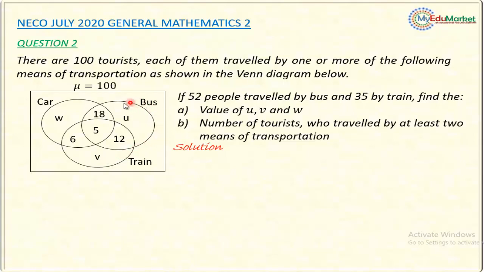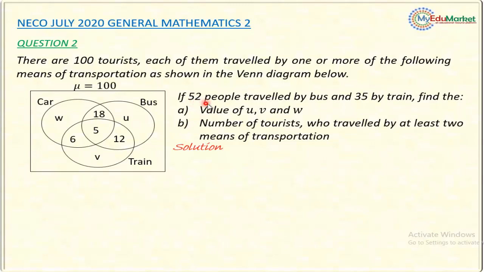But all this, if I add them all, it gives me 100 because it's 100 tourists. And the question says each and every one of them traveled by one of the following three means. So nobody is outside these three circles. So let me do that.